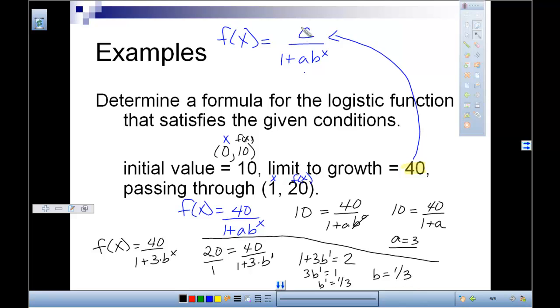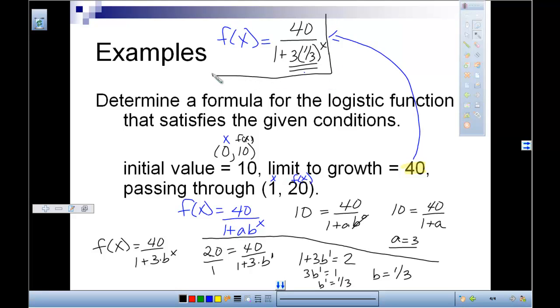So this tells us that our logistic function is going to be the following: C, 40, our limit to growth, over 1 plus a, which is 3, times b, which is 1/3, to the x power. Please note that this cannot simplify any further. 3 times 1/3 to the x is not the same as 1 to the x power. Remember, it's only the 1/3 that has the x exponent. The 3 does not have that applied. So don't try to simplify that any further. That's as far as this logistic function can go.